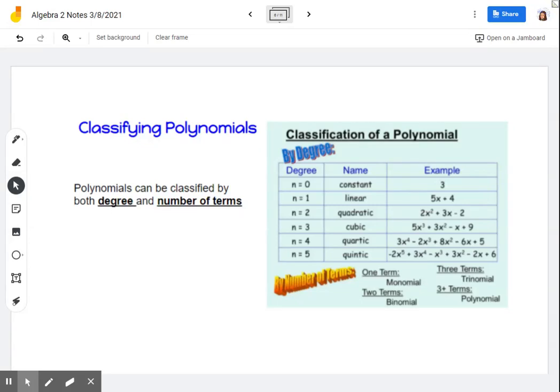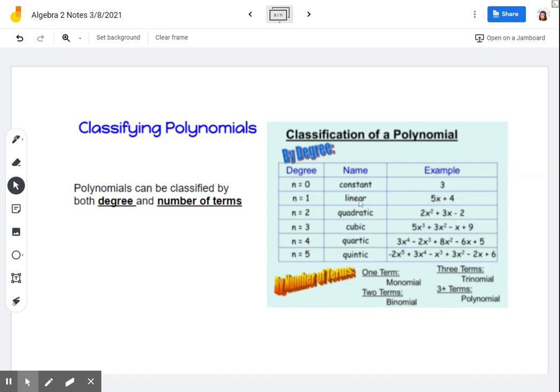Good morning, everyone. Today we're going to be talking about how to classify polynomials. So in this unit, we're going to have to classify polynomials both by their degree and by their number of terms. So some of these terms you may have heard before, some of them might be brand new to you. If we're talking about degrees, any sort of a constant, anything that's just a number, no variables, any constant term has a degree of 0.